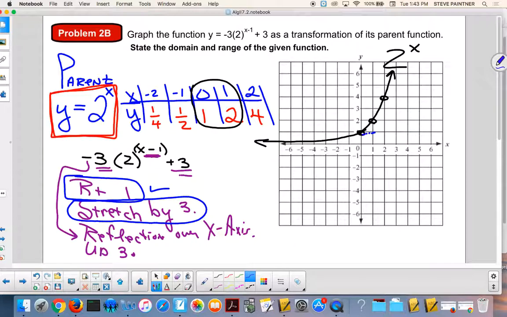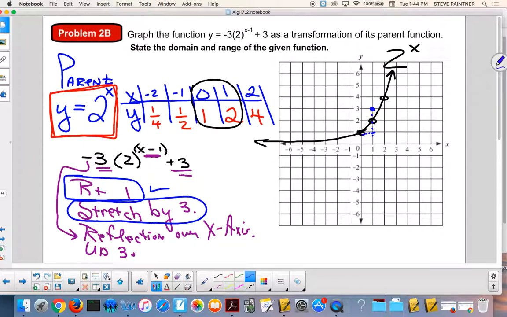Stretch by 3. I am really surprised at how many students don't know what that means. When you stretch by 3, you only stretch what value? The y value. How high are you right now? 1. You're 1 up. Well, okay. Take 1 times 3. What do you get? 3. Now you're 3 up. Okay, go up 3. Now you're here. Now you're at that point.